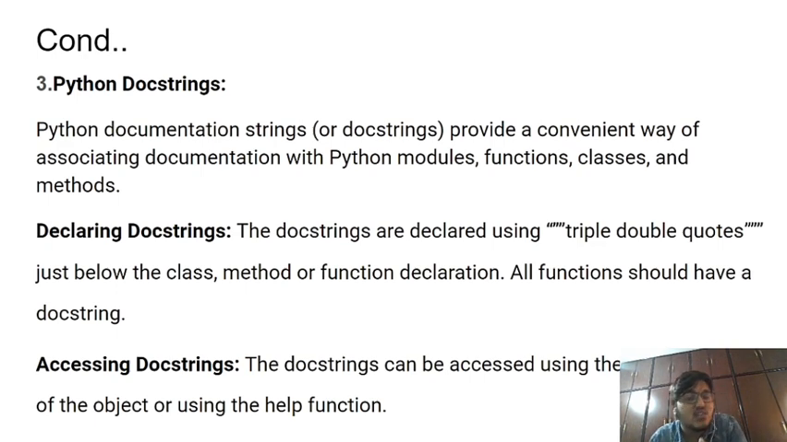So where can we declare these docstrings? We can declare a docstring in a class, in a method, in a function declaration. All functions should have a docstring. The docstring gives us the information about what this function, method, or class is doing. Okay, now how can we access it? If I want to know about your class, how can I access the docstring? There is an attribute called __doc__, or the help function. These two are what we can use to access the docstrings.